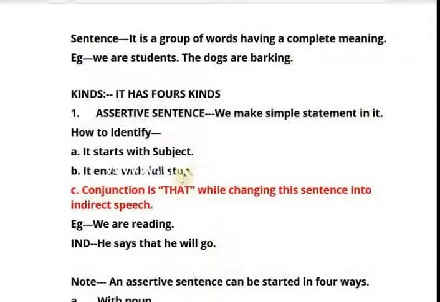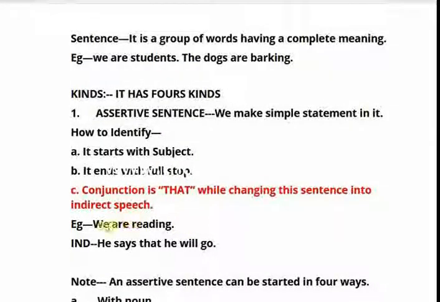While changing an assertive sentence into indirect speech, you have to add "that". That is the conjunction which you have to keep between the reporting verb and the reported speech to join the two things together while changing an assertive sentence into indirect speech. This is what you have to keep in mind.